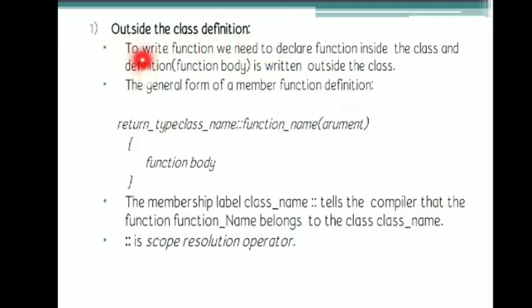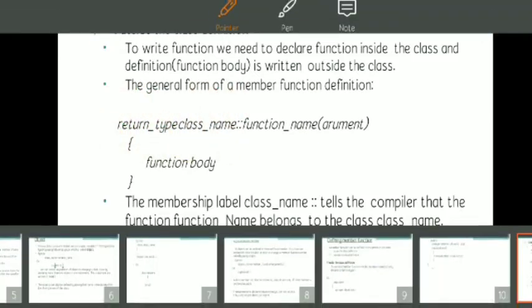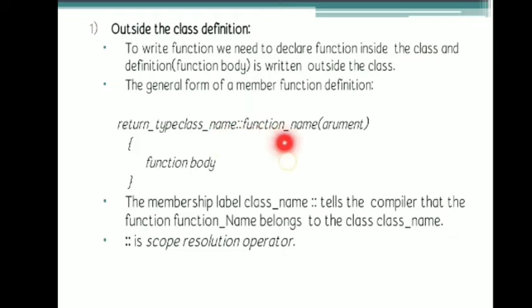Next, how can we define the member function outside the class? In order to write the function, we need to declare the function inside the class, and the definition is written outside the class. So this is the syntax: return type, name of the class, then the scope resolution operator, the double colon symbol. Next to this is the function name and argument list, within which you define the member function.